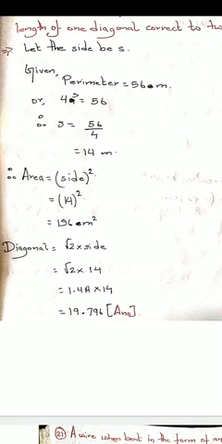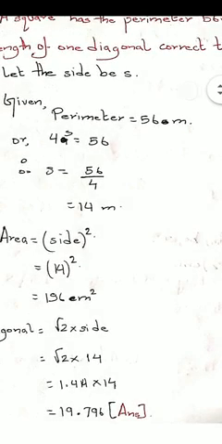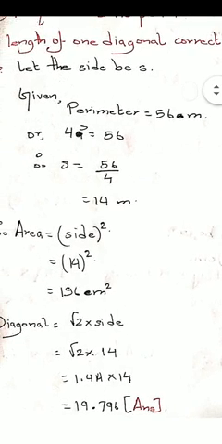So, let us assume the side to be s. Given perimeter equals 56 meter, we know that the perimeter is s plus s plus s plus s, that is 4 times s, so it will become 4s equals 56. Therefore s equals 56 by 4, which happens to be 14 meter. So what we have found? We have found the side to be 14 meter.